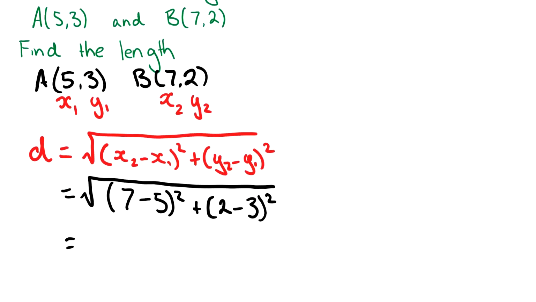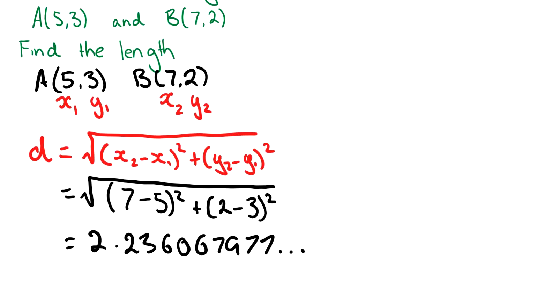At this point you use a calculator, and that gets us a value of 2.236067977... We're just going to round it to 2 decimal places, so 2.24. So the length of the line connecting those two points, connecting A and B, so if I had A over here and B over here, the length of that line is going to be 2.24 units.